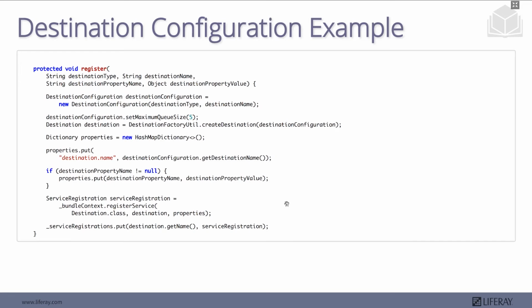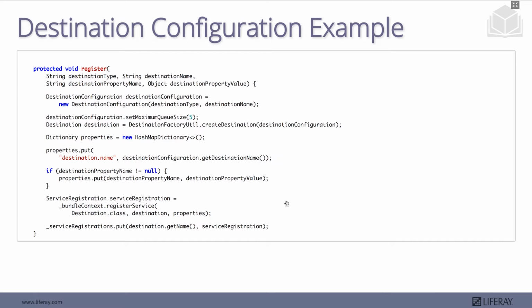So how do we configure the destination in the first place? First thing we need to do is register the destination. As we're registering the destination, we can first create a destination configuration object. That configuration object can then hold all of the configurations of the destination as we create it. So what is its name, what type of destination it is, parallel, serial, or synchronous, and so on. What is its queue size, things like that.